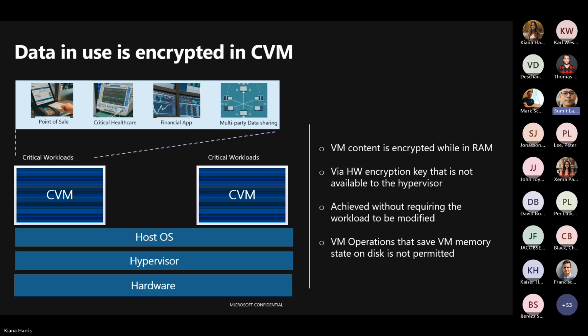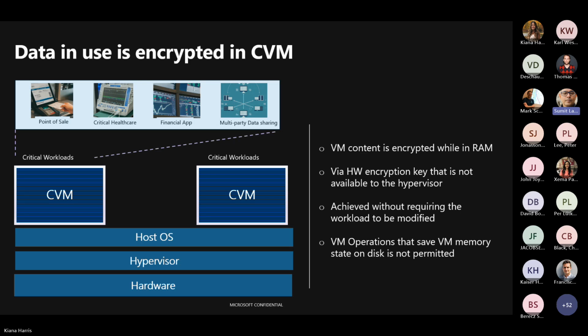Now, why it is important is because most of these critical workloads have sensitive information, and we want to protect this information from the administrators of the infrastructure on which the virtual machine is deployed. Just to give a quick summary: like I said, VM content is encrypted by a key that is not available to the hypervisor. So the hypervisor is not able to get access to that data.